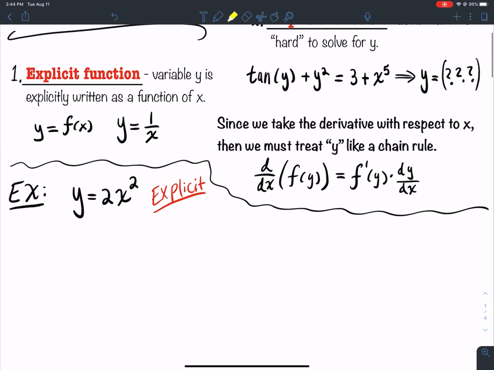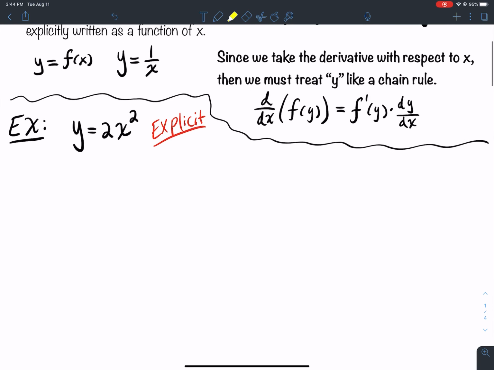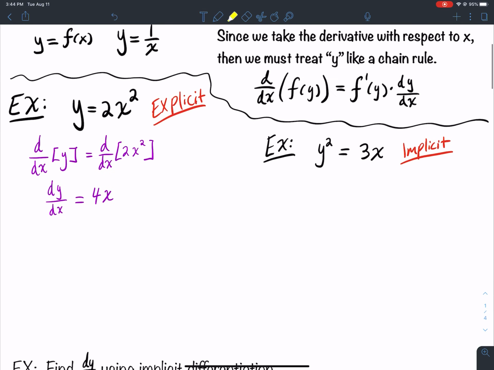So let's do a problem where we do the derivative the old way and we just take the derivative explicitly. I take the derivative of the left, I take the derivative of the right. Derivative with respect to x of y is equal to dy dx. The derivative with respect to x of 2x squared, well, what happens? The 2 comes out front. I get 2 times 2 is 4, and then x, subtract 1. I have a 1 exponent there. Pretty easy, right?